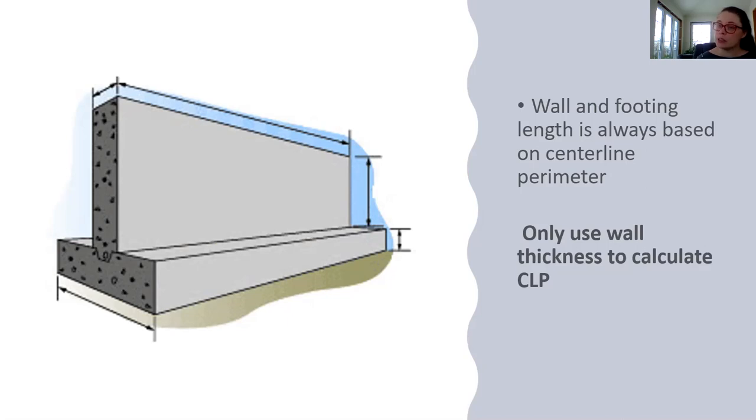Now, one thing to note, you're going to find there's going to be footing width and wall width. You're going to have two widths to contend with when you're doing your calculations, and that could cause some problems for calculating the centerline perimeter. When calculating centerline perimeter, you will only use the wall. Okay, you will never, ever, ever use your footing width to find the centerline perimeter. And we'll see why that is when we look at our blueprint.